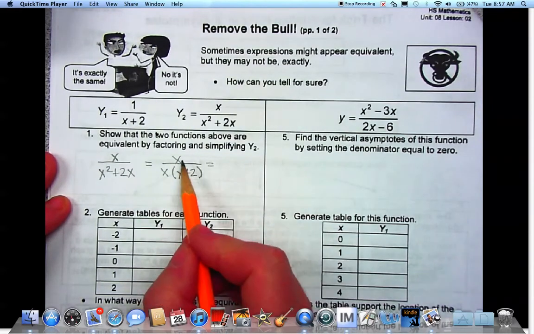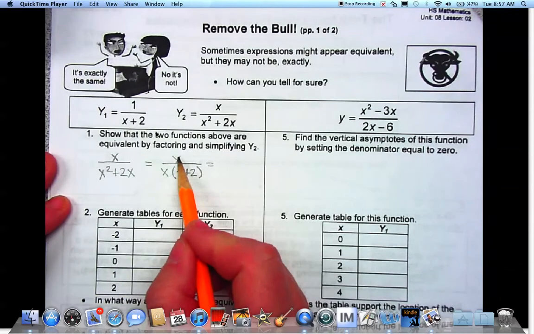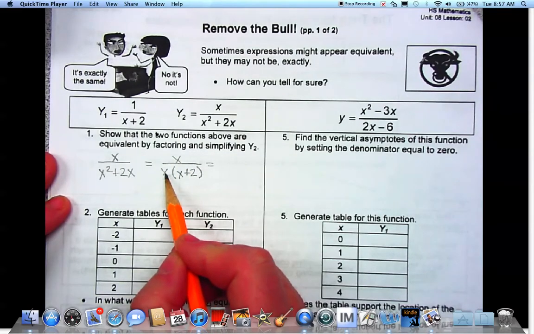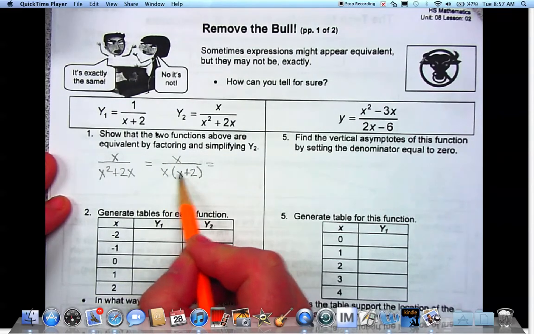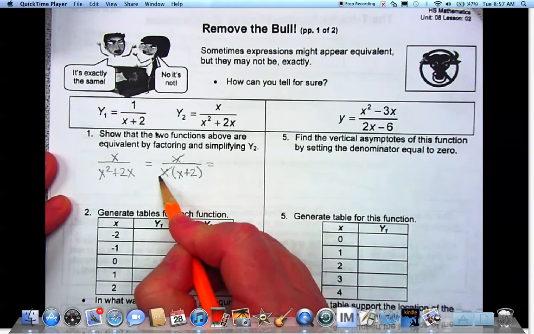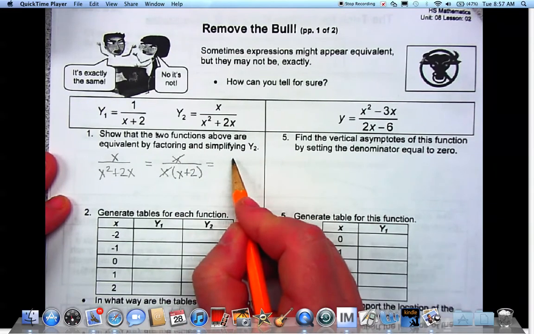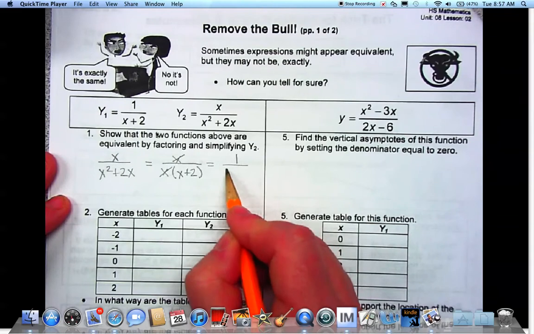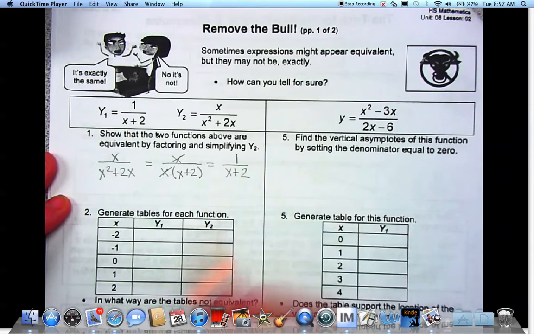Okay, so cancel? We've got an x in the top and an x in the bottom, and that x is multiplying the x plus 2, so they're not married, so these can cancel. So just x plus 2. What do we have on the top? 1. 1 over x plus 2. Is that the same thing as y1? Yes, it is. So they look equal, don't they?